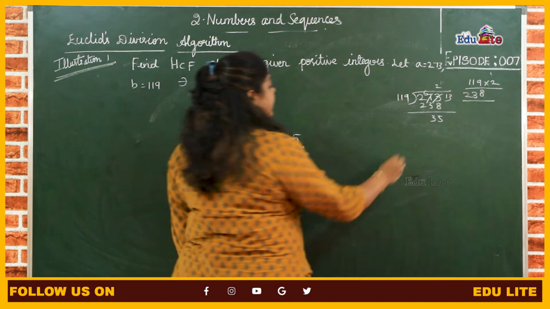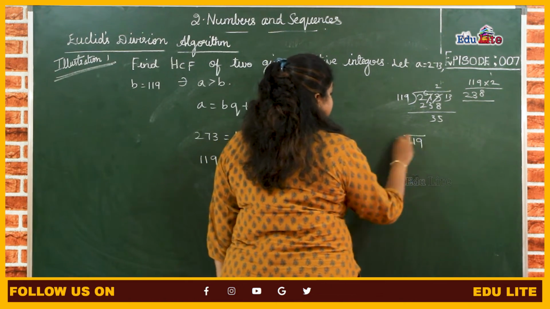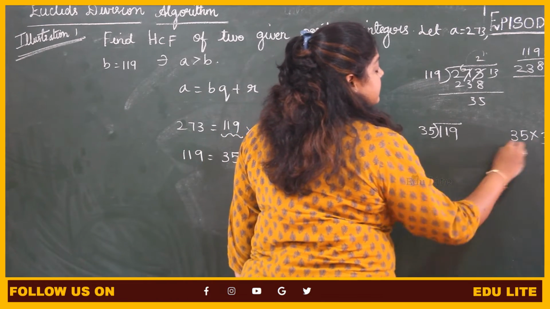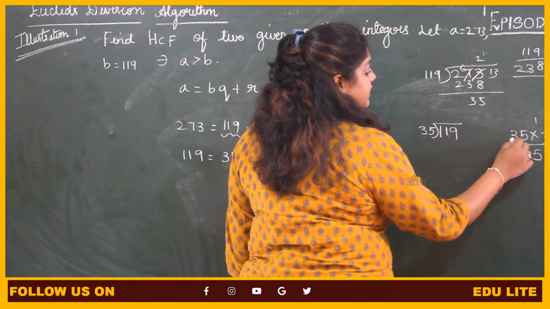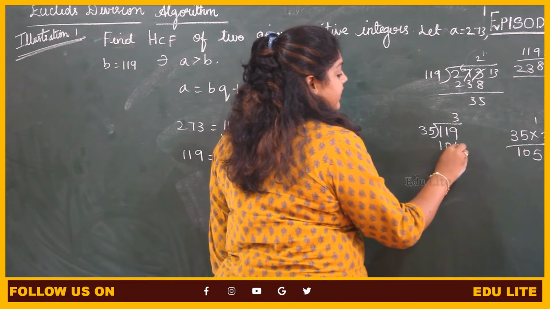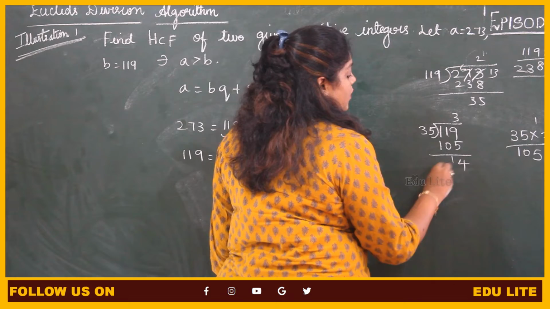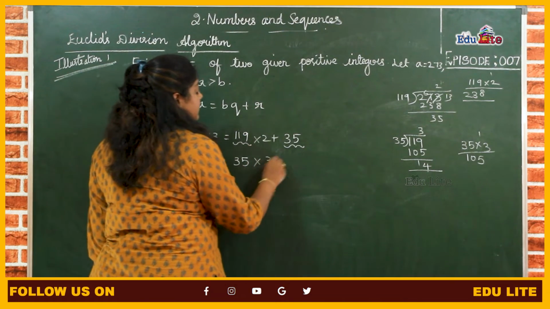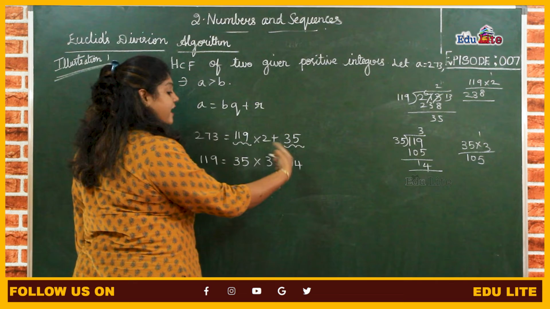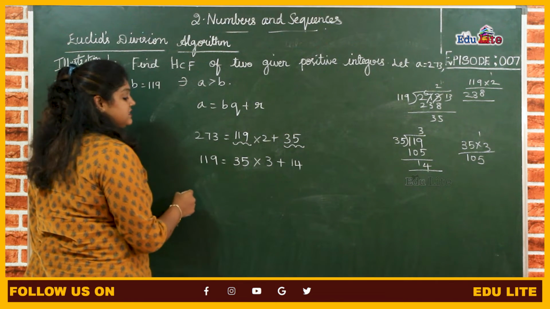Now we have to divide 119 by 35. So let me choose 35 into 3. 35 into 3, 15, 1, 9, 10. So 3 times 35 is 105, and the remainder is 14. So 35 into 3 plus 14. Again, if you see, the remainder is not 0. We have to again proceed with the Euclid's division algorithm.